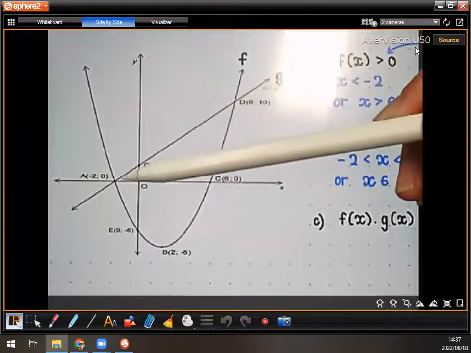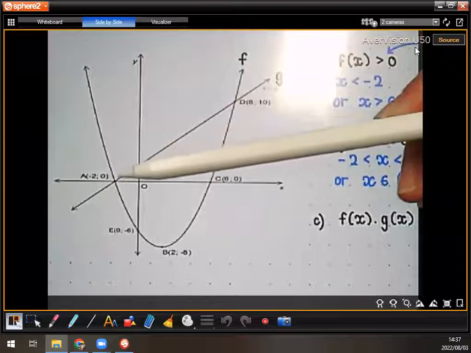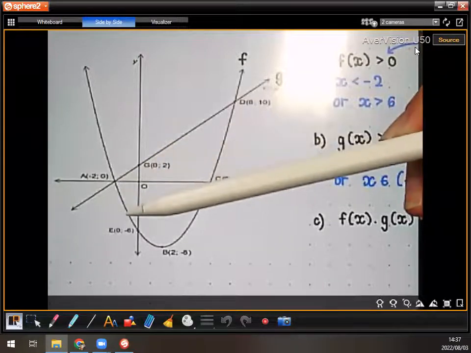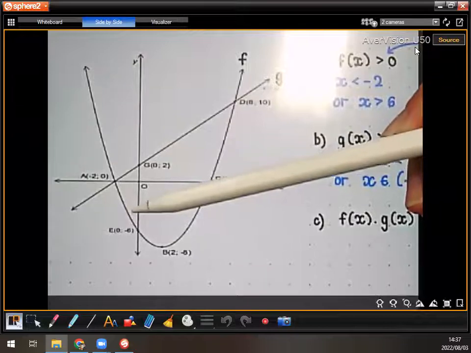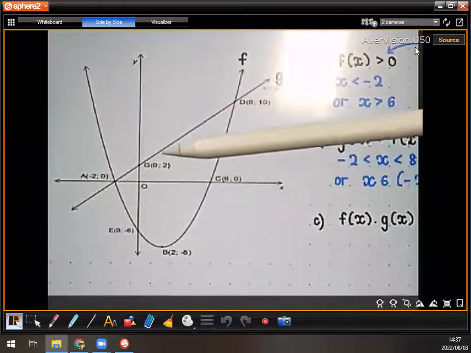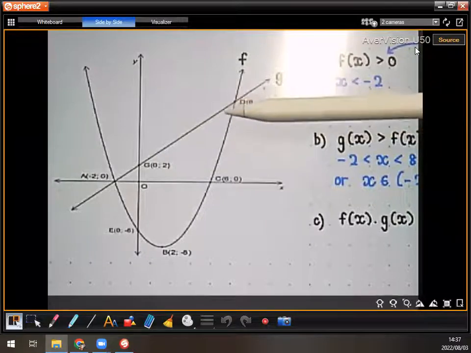Okay, what's happening here? Now the straight line is positive, right? And the parabola is negative. So if you take a positive number multiplied by a negative number, you will get negative. And that carries on, guys, for quite some time. But now look at this.